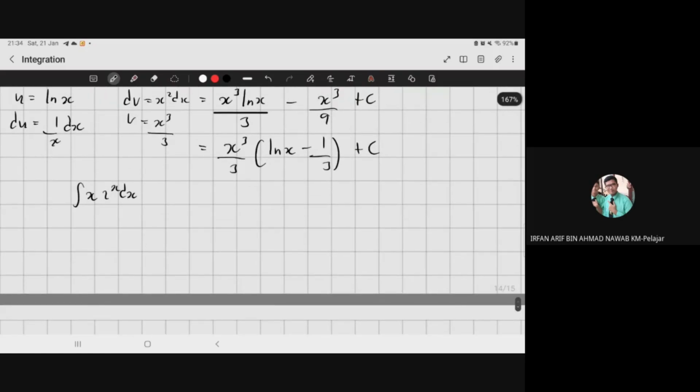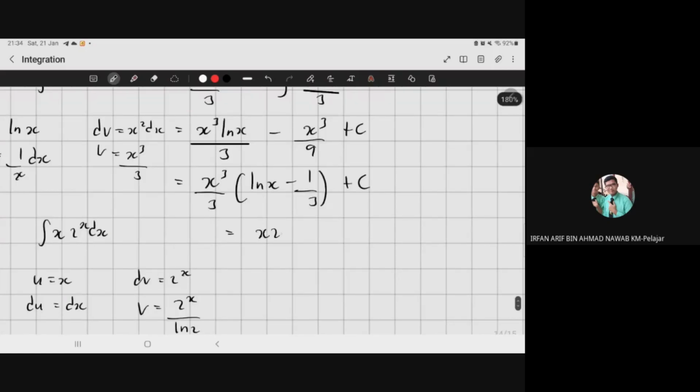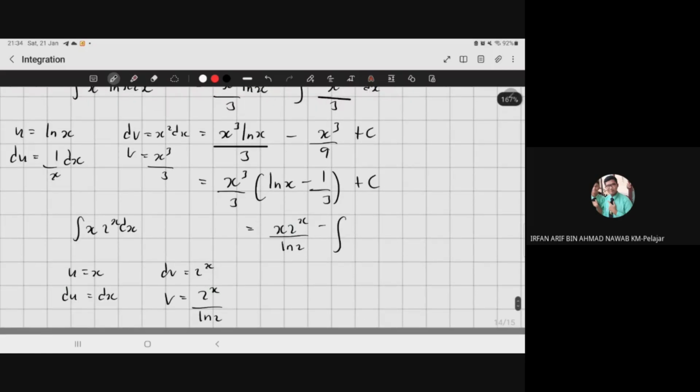Okay, now since we have a polynomial, x is a polynomial, and then we have an exponential, which is 2 to the power x, we prioritize x. So u is equal to x, du is equal to dx, dv is equal to 2 to the power x, and then v is equal to 2 to the power of x over ln 2, right? So now as usual, apply integration by parts, you will get x times 2 to the power of x over ln 2 minus, we integrate 2 to the power of x over ln 2 dx.